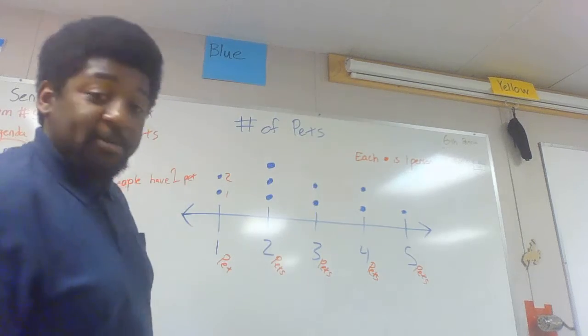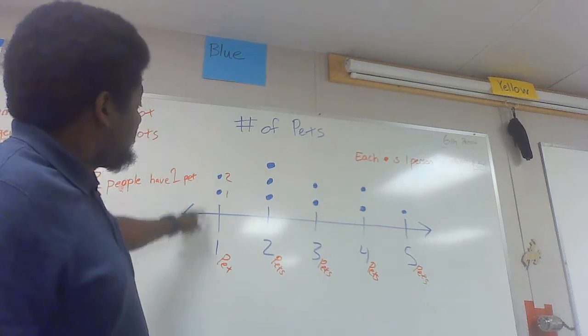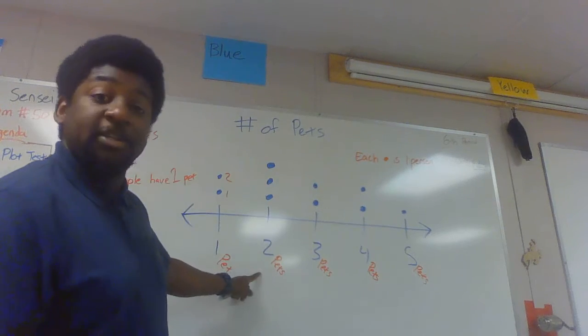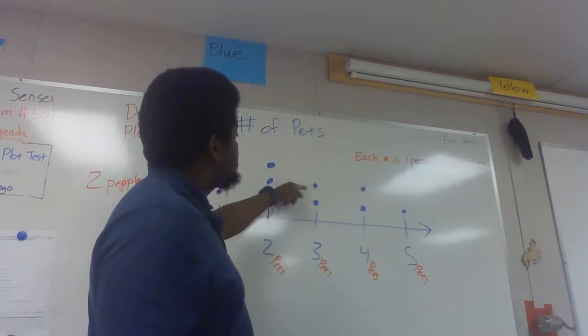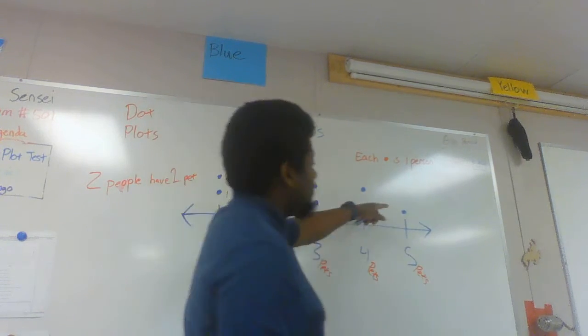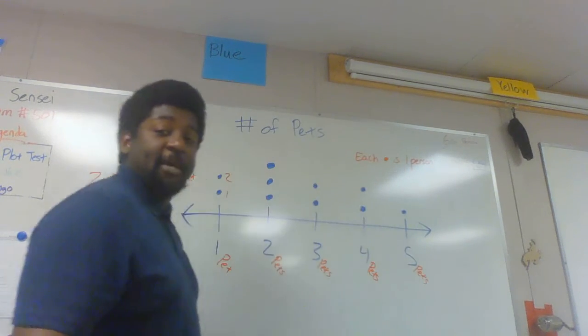So looking at this graph, how I would read all of these: I have 2 people with 1 pet, 1, 2, 3 people with 2 pets, 2 people with 3 pets, 2 people with 4 pets, and only 1 person has 5 pets.